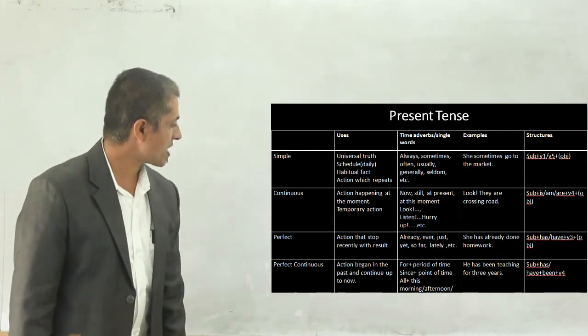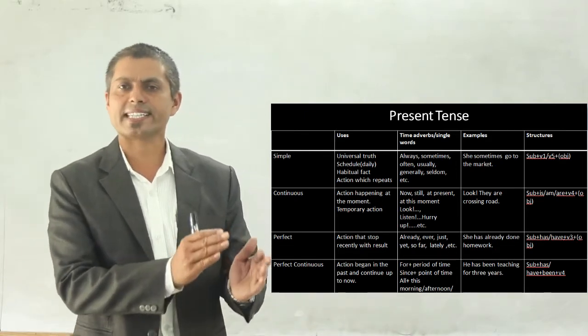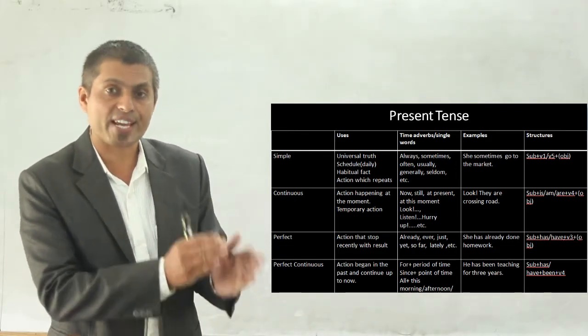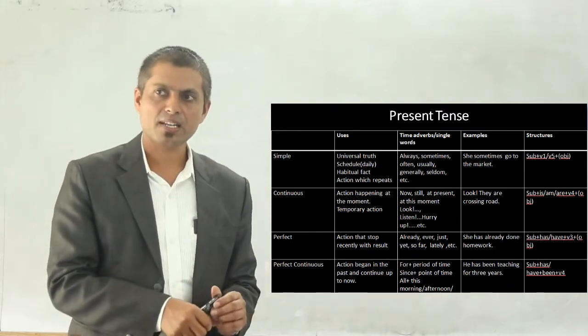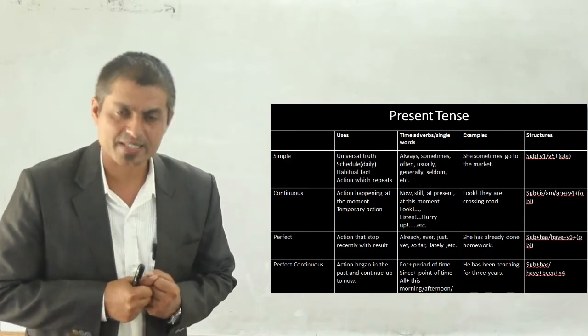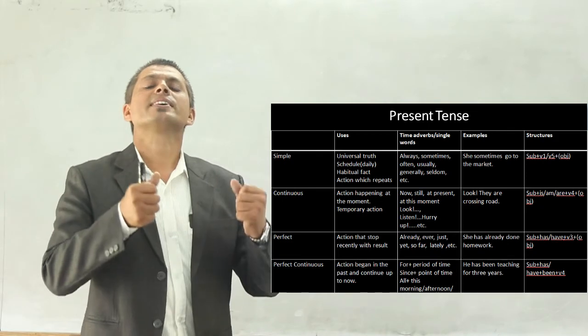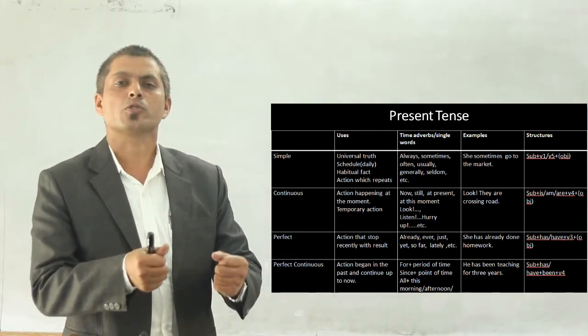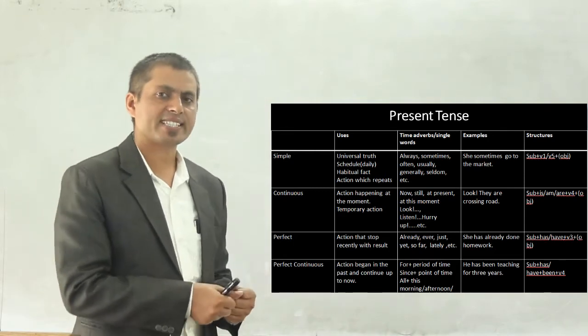Okay. Action that is stopped recently with result. You have completed your action, but what can be seen? The effect can be seen at present time. For example, I have completed my homework. If you say this sentence, you can show your homework to your teacher. You have evidence. Okay?